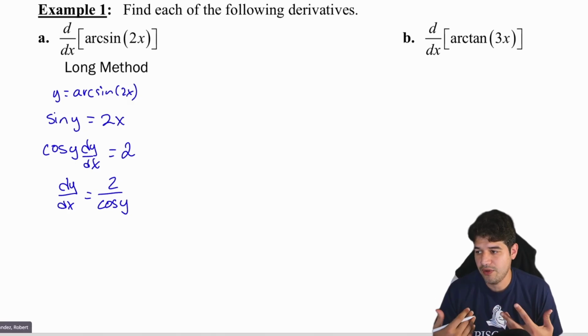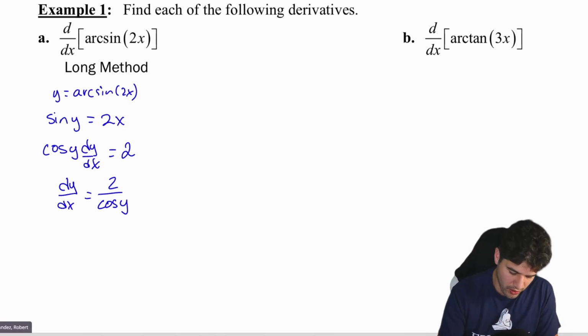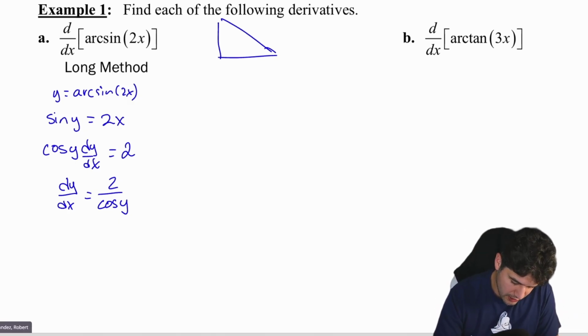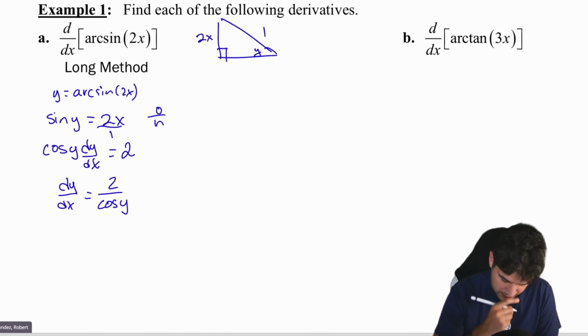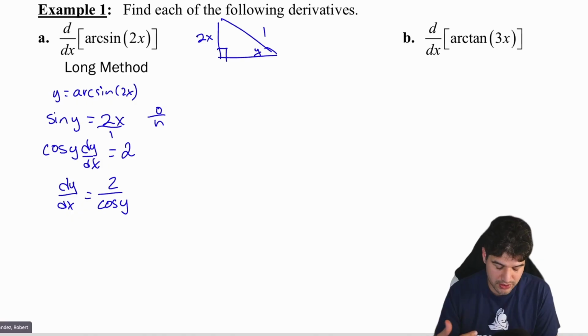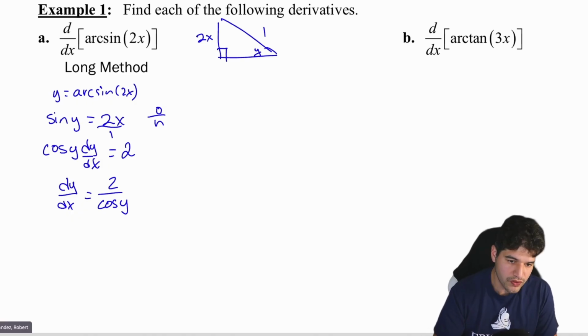And so now we need to figure out, all right, what is cosine y? So just sketch a triangle really quick. I have a right triangle, and we know y is going to be this angle. Sine of our angle is opposite over hypotenuse. So we know our opposite side of our angle y is going to be 2x over 1. So our opposite side is 2x and our hypotenuse is going to be 1. We want to use that information to figure out what this missing side is, so that we can figure out what cosine of y is. That's what we're going to solve for.